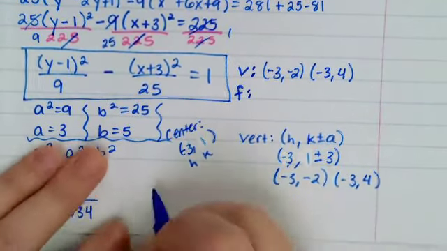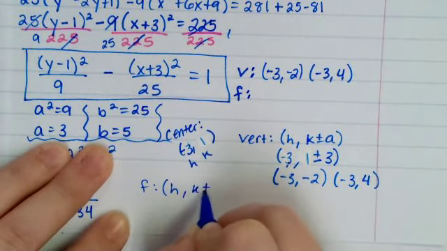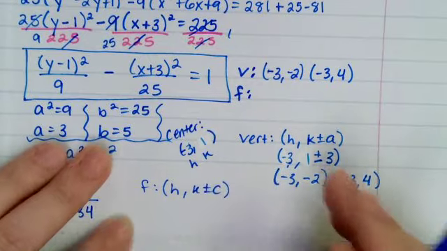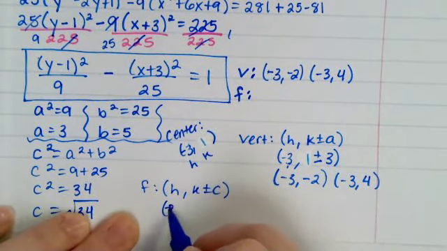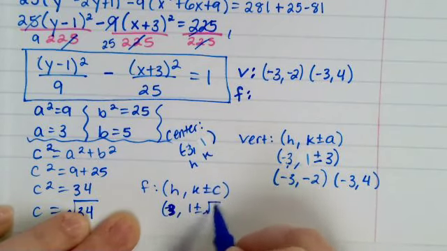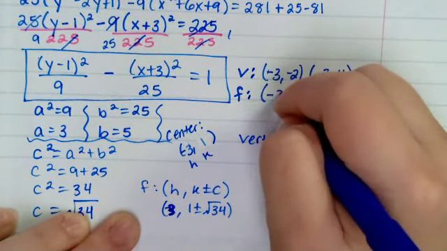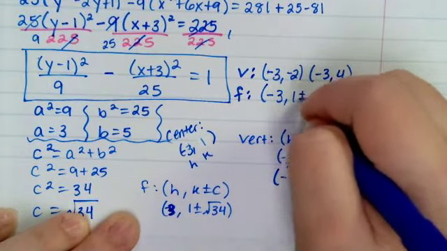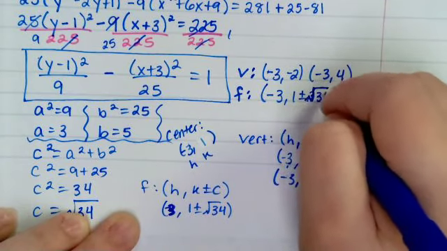All right, my foci, let's get those real quick. That's going to be h and then k plus or minus c. That shouldn't be too bad because c was actually irrational. So, and that's fine to leave it in this weird format. So -3 and then 1 plus or minus root 34 should be all we need to do. I can't really simplify that. So (-3, 1 plus or minus the square root of 34).